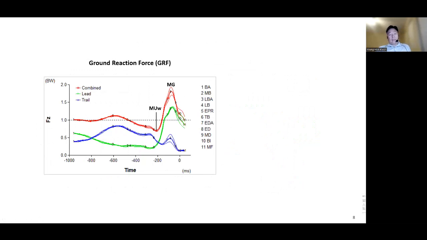Another example is based on the ground reaction force pattern here. And then the green line is the ground reaction force acting on the lead foot. This is the vertical component only. FZ stands for the vertical ground reaction force. And then this blue line is the force acting on the trail foot. Then as you can see here, the force acting on the lead foot and trail foot changes throughout the swing. And then the red line is the combined vertical ground reaction force.